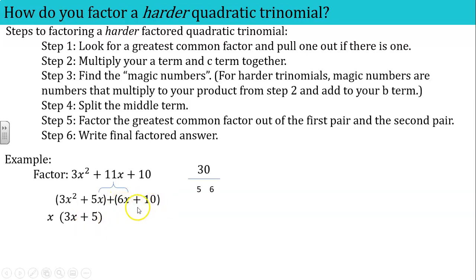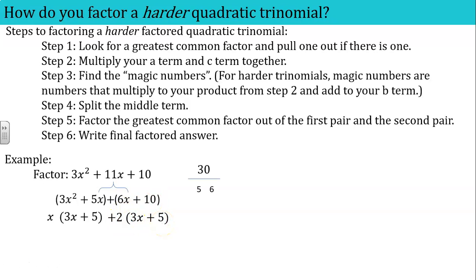The second set of parentheses is a little bit more interesting. Their greatest common factor is just 2, because 6 and 10 are both divisible by 2. We cannot pull an x out of the second set of parentheses because this term doesn't have an x. We're looking for a greatest common factor. So we can only pull a 2 out of that second set of parentheses. If we divide 6x by 2, we get 3x. If we divide 10 by 2, we get 5.